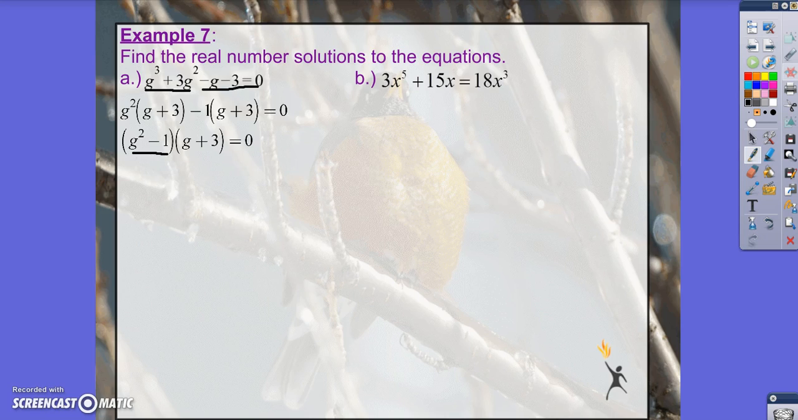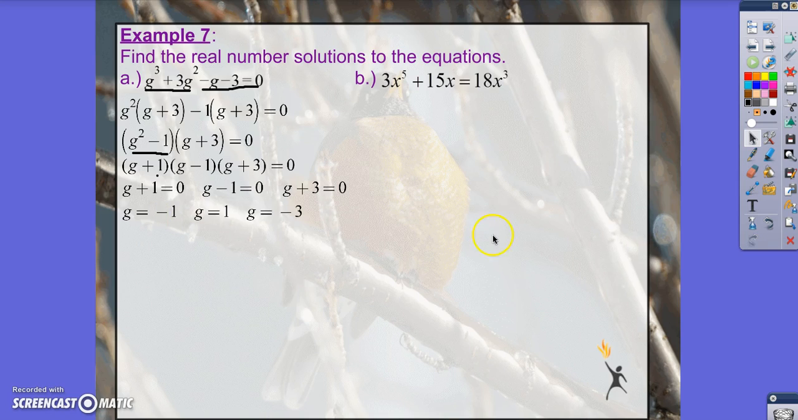So I wanted to fix one thing here. You can factor the g squared minus 1 further. So that is a difference of 2 squares, right? So I just get my pointer here. It's g plus 1 times g minus 1. Bring down the g plus 3. And now I can finally set them each equal to 0. And as our final answer, we get negative 1, 1, negative 3.